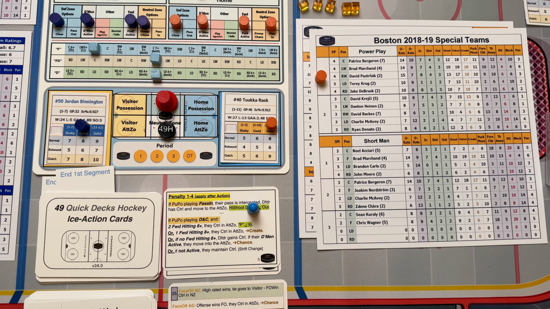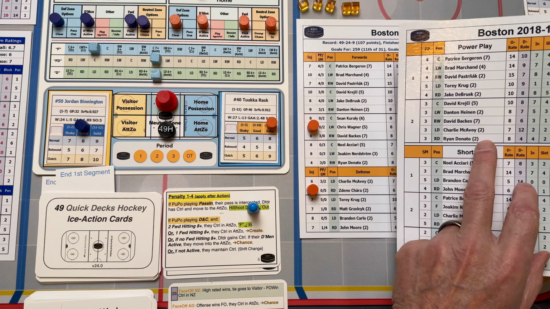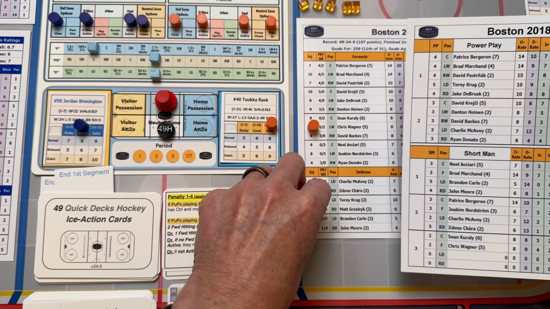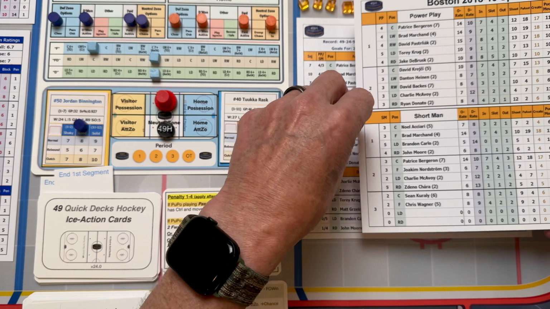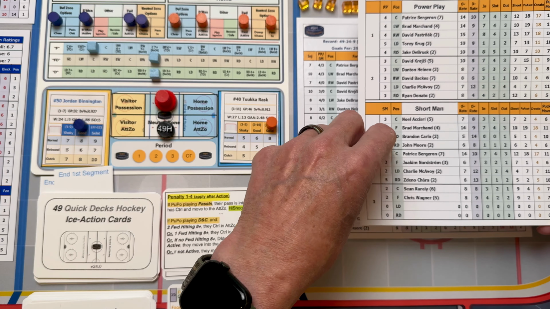Well, for Boston, you can see they've just had their top line out. They've had Krejci, Heinen, and Backus out as well for their second line. So the rule of thumb on special teams, if you're coming off a power play, you're going to go to your third line, and you're probably going to go back to your first line defenseman because they've probably not been on the ice. However, if they have just been on the ice, then you're maybe going to go to a pairing that's not been on the ice. Same thing coming off a short man. Depending which line was just out there, you're likely going to go back to your first line.